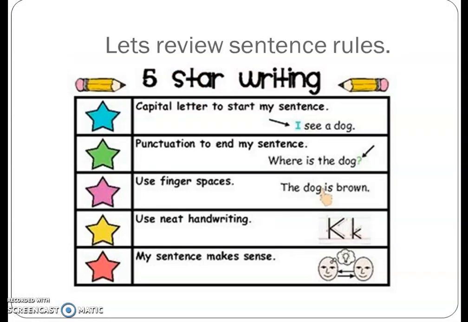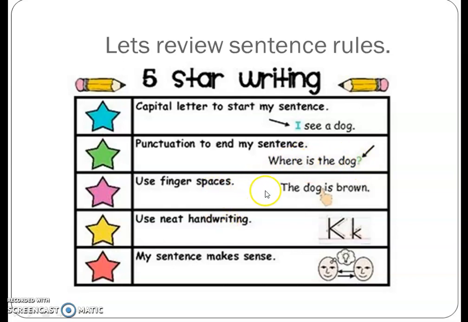So let's review some sentence rules. Every sentence always starts with a capital letter, just like here. I see a dog. There's a capital letter at the beginning of your sentence. Every sentence ends with a punctuation mark: a question mark if you're asking a question, a period if you're saying a statement, or an exclamation mark if you are saying something exciting or loudly. So always have a punctuation at the end of your sentence, like the sentence, "Where is the dog?"